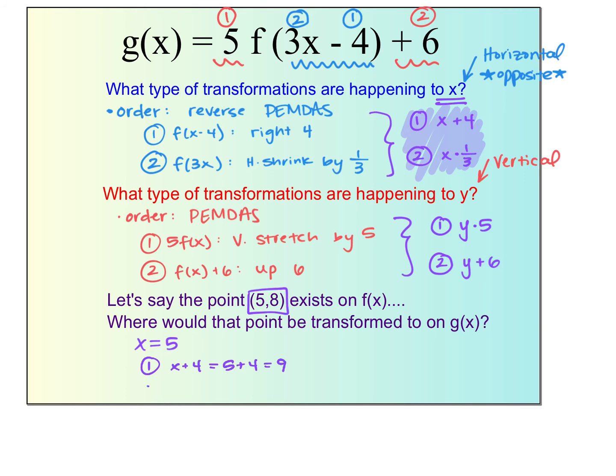We haven't finished transforming this. The second step is to take that x coordinate and multiply it by 1/3. So 9 times 1/3, 9 divided by 3, is 3. That's my final x coordinate.